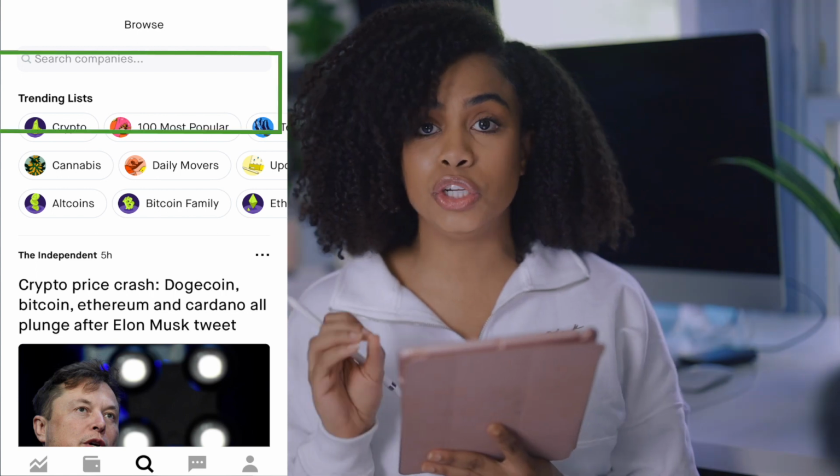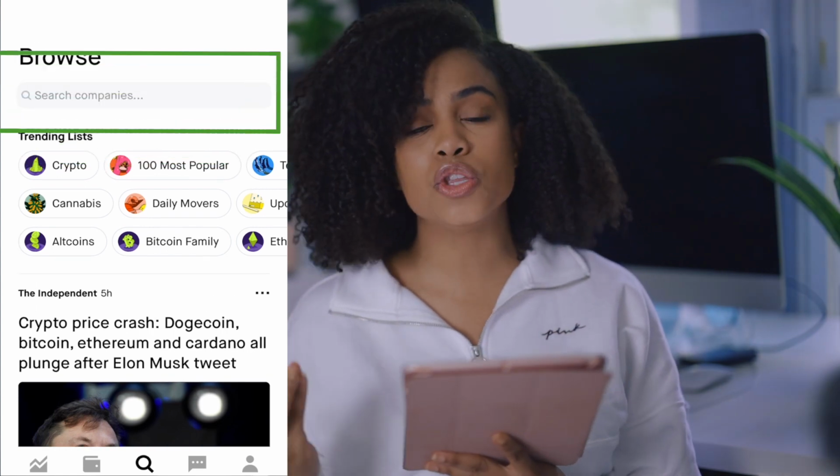So when you go to search companies, say I want to look up Nike. I want to look up information about Nike. I want to know what's going on with the company right now. I want to know the price history, trends of the graphs. I go to that search bar and then I type in Nike.